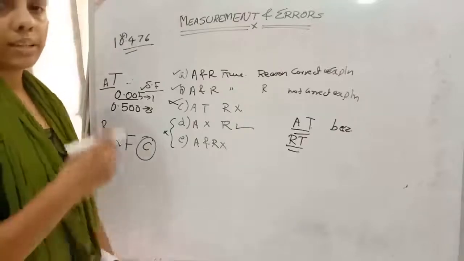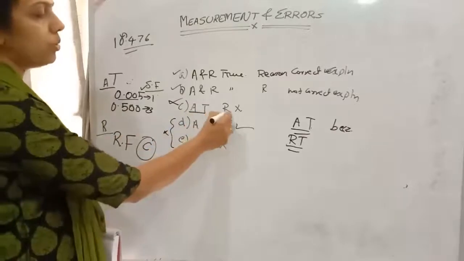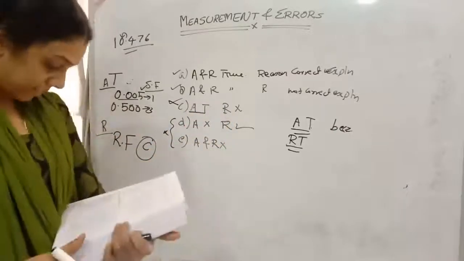Okay, clear? So the assertion is true, the reason is false. Assertion true, reason false. This will go for that answer.